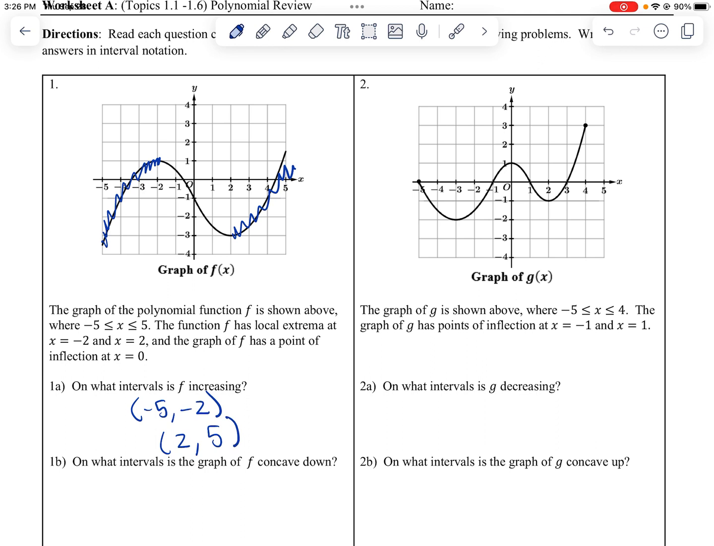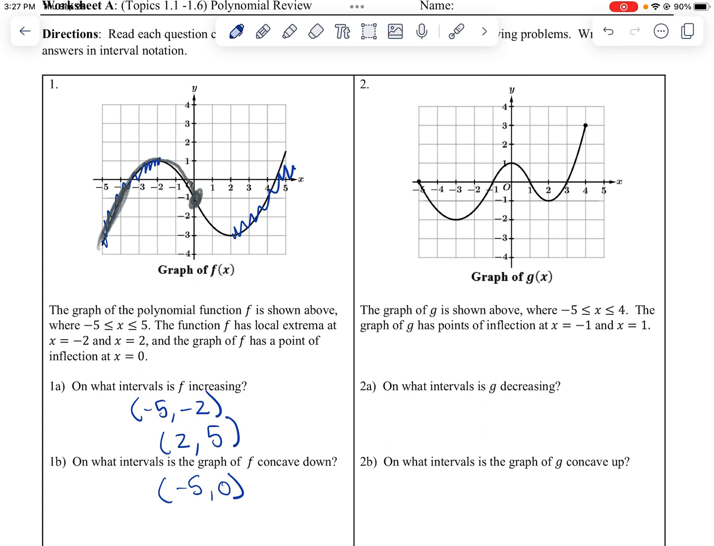What intervals is it concave down? So where is it like a frown? So here, and then it changes to smile. So we would say that it is frowning from -5 to 0.